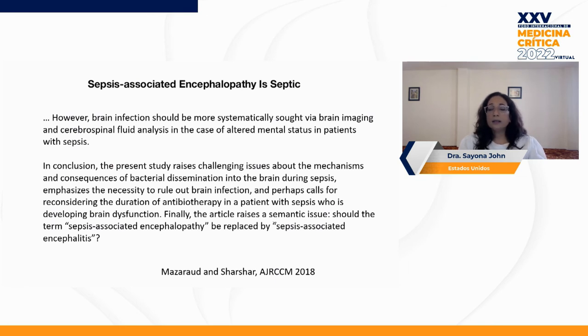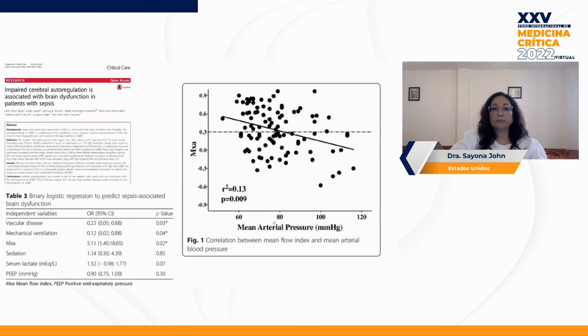And this article also raises semantic issues. Like, should we be calling this sepsis-associated encephalopathy, or should you be calling it sepsis-associated encephalitis? And in my world, I would rather call it an encephalitis than an encephalopathy, but of course proving that there is a secondary infection in the brain.